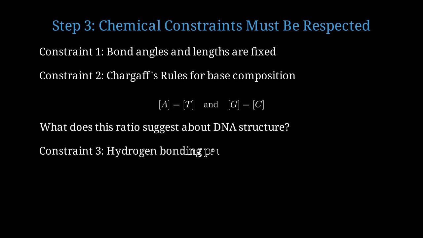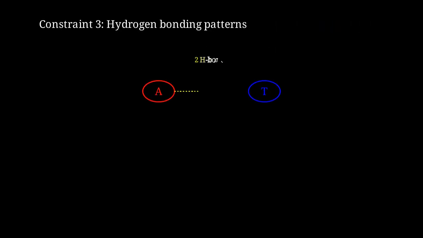Third constraint. Bases can form hydrogen bonds, but only certain combinations are chemically favorable. Adenine can form 2 stable hydrogen bonds with thymine. Guanine can form 3 stable hydrogen bonds with cytosine. Here we see adenine and thymine forming 2 hydrogen bonds. The geometry of these molecules allows this specific pairing. Guanine and cytosine form 3 hydrogen bonds. This complementary base pairing is fundamental to DNA structure and function.